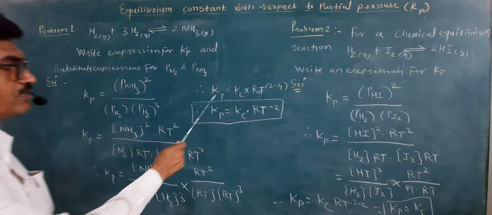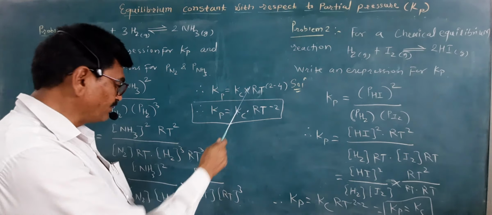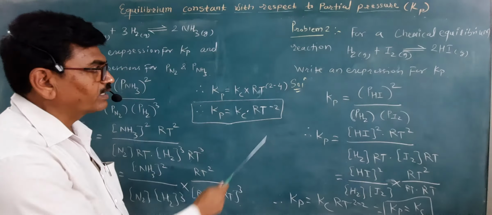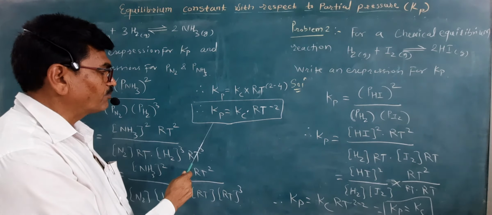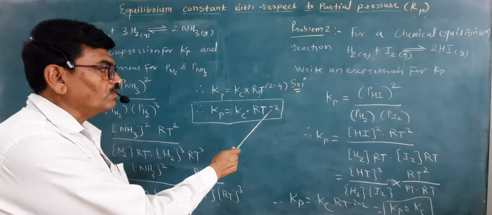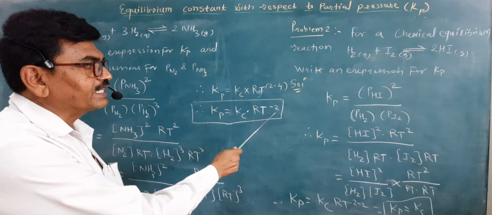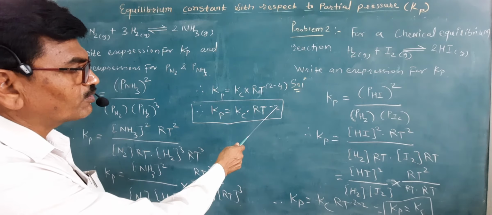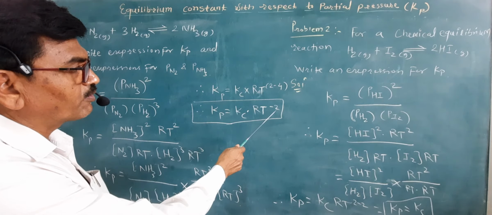We can write Kp is equal to Kc into RT to the power 2 minus 4. So therefore Kp is equal to Kc RT to the power minus 2. Okay, so that represents the delta n, the change in number of moles of gaseous products and reactants.